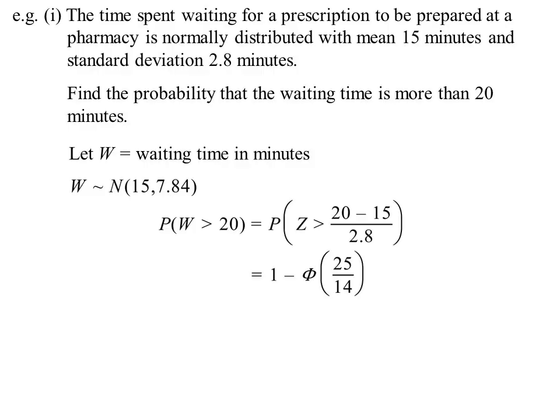We want to know the probability that W is greater than 20, but we're going to standardize this so we can just look up our table of values. That would be the same as Z is greater than 20 minus the average divided by the deviation. Our table does less than, so I want 1 minus, and that works out to be 25 on 14. So I look up my tables or put it in the calculator, and we end up with almost a 4% chance that you're going to have to wait for more than 20 minutes.